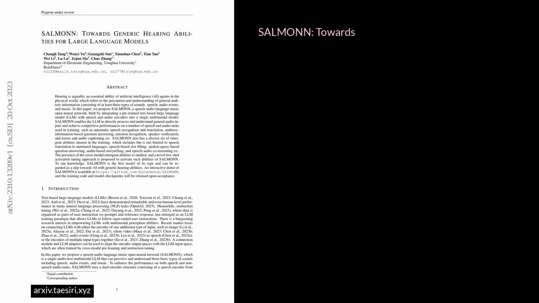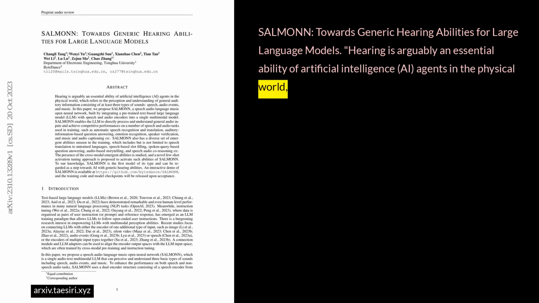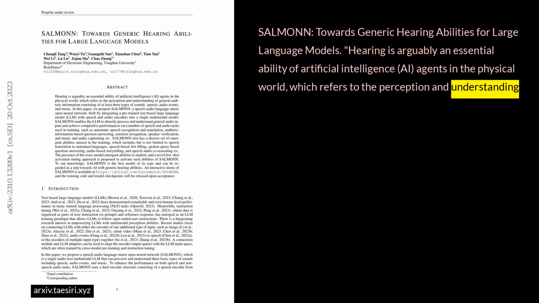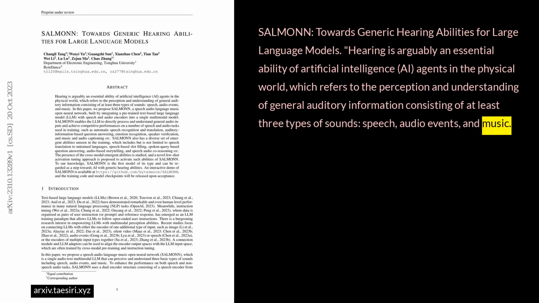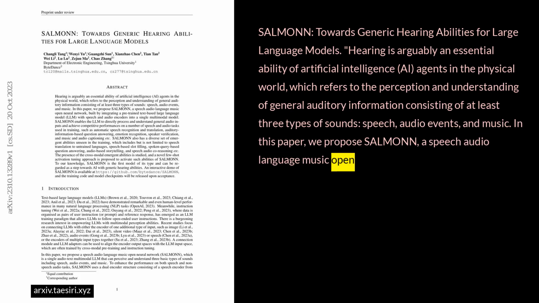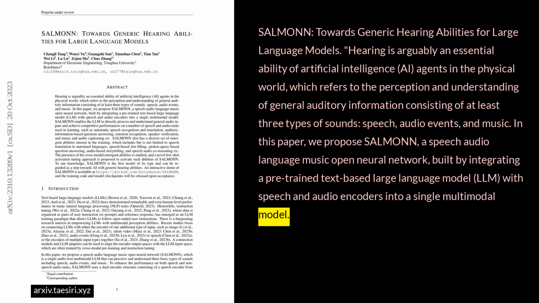SALMONN: towards generic hearing abilities for large language models. Hearing is arguably an essential ability of artificial intelligence, AI, agents in the physical world, which refers to the perception and understanding of general auditory information consisting of at least 3 types of sounds: speech, audio events, and music. In this paper, we propose SALMONN, a speech-audio-language-music open neural network, built by integrating a pre-trained text-based large language model, LLM, with speech and audio encoders into a single multimodal model.